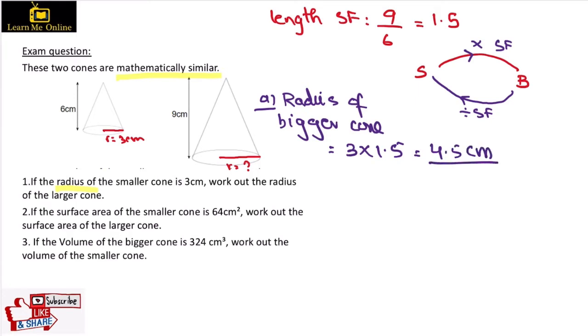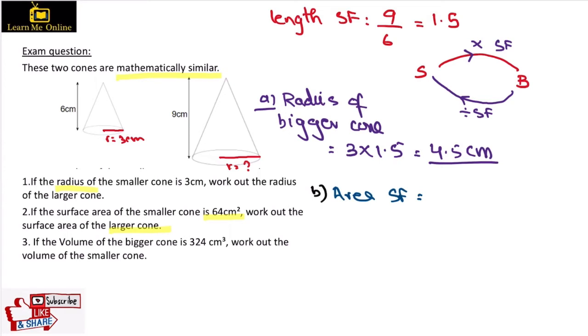Now part B: if the surface area of the smaller cone is this, work out the surface area of the larger cone. Again, we are going from the smaller to the bigger one, but this time it's to do with the surface area. When we know the length scale factor, to find the area scale factor, we do the squaring of the length scale factor.